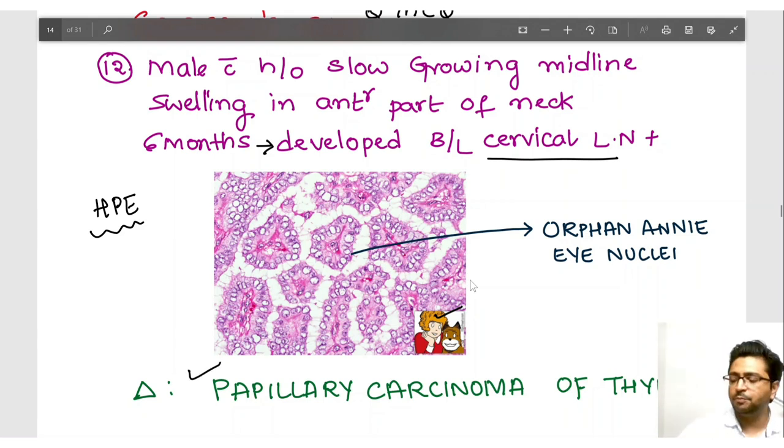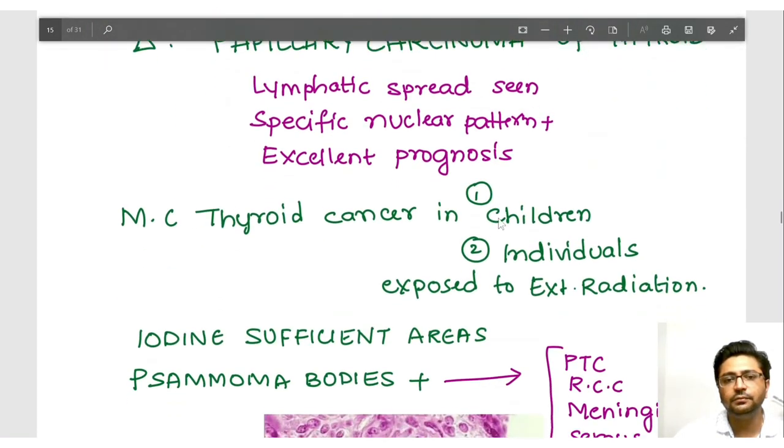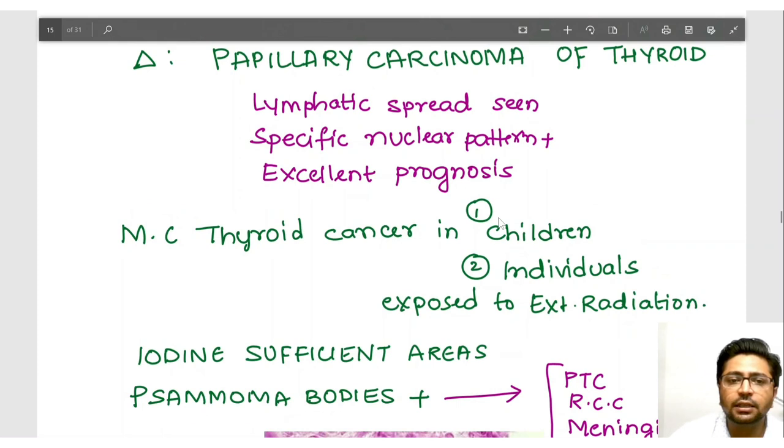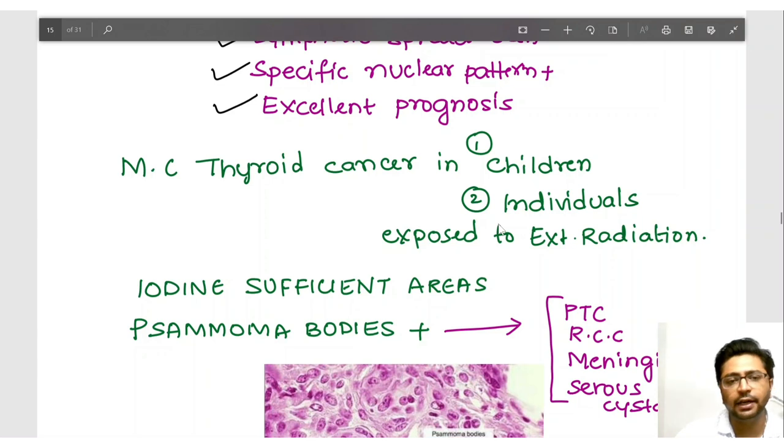So let's discuss some points about papillary carcinoma of thyroid. The question was, which of the following is related to papillary carcinoma of thyroid? Lymphatic spread is seen, a specific nuclear pattern, that is Orphan Annie eye nuclei pattern, is seen, excellent prognosis. And it is the most common thyroid cancer in children and individuals exposed to external radiation, and the most common thyroid cancer seen in iodine sufficient areas. So this is also a question which is asked: in iodine sufficient areas, which is the most common thyroid cancer? It is papillary carcinoma of thyroid.